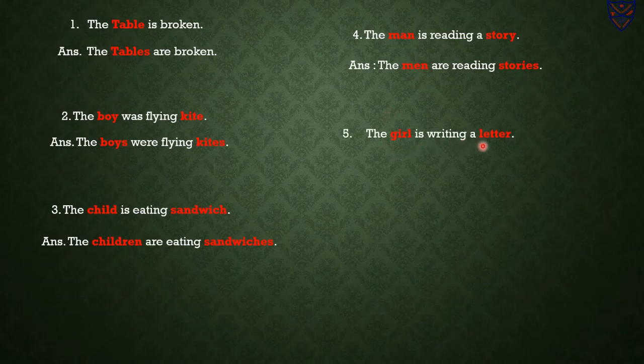The girl is writing a letter. Convert this sentence into plural. Here you can see girl, letter. These two are nouns. Right? Now convert this sentence into plural. The girls are writing letters. Right? Thank you.